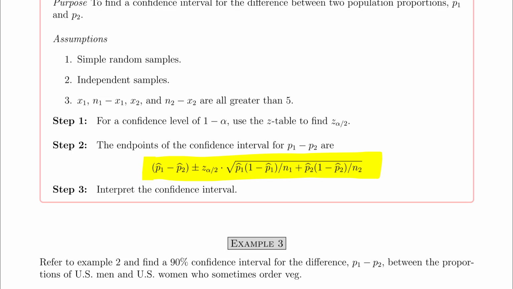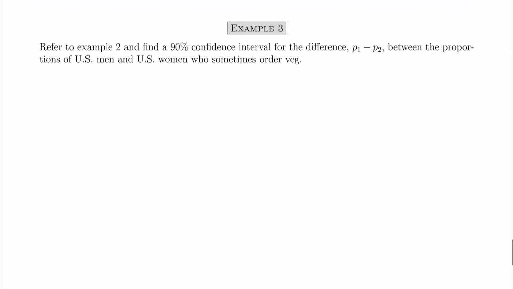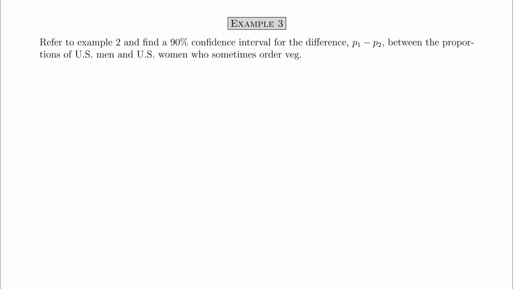And then we have that big long square root of p hat sub 1 times 1 minus p hat sub 1 divided by the associated sample size, plus p hat sub 2 times 1 minus p hat sub 2 divided by its associated sample size. So putting it in an example would probably be much easier to understand. So with example 3, we're still looking back at example 2, which refers back to example 1, and we're finding a 90% confidence interval for the difference between p sub 1 and p sub 2.